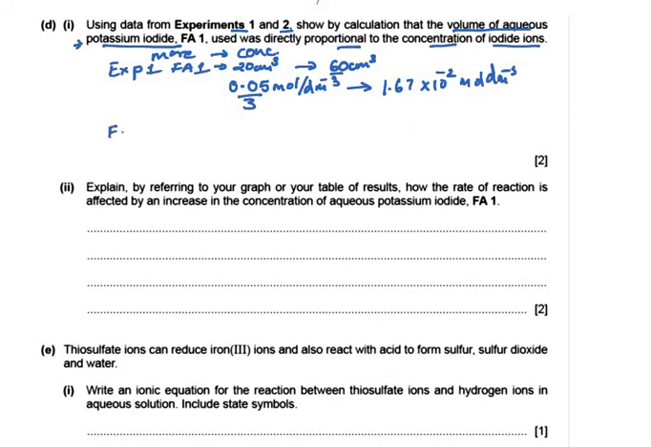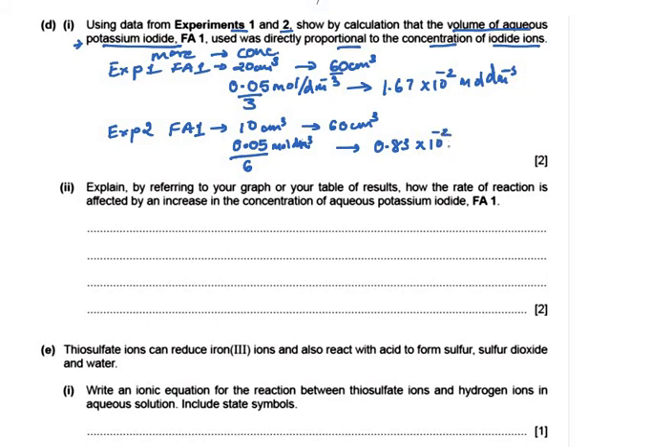That is our answer for experiment 1. Now for experiment 2, the volume of FA1 was taken as 10 cm³, and that was diluted to 60 cm³. That is, the concentration of 0.05 moles per dm³ was diluted 6 times. So if we divide it by 6, we get the answer 0.83 × 10⁻² moles per dm³.